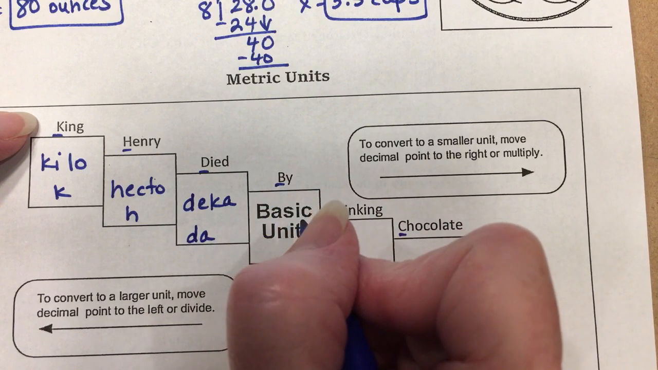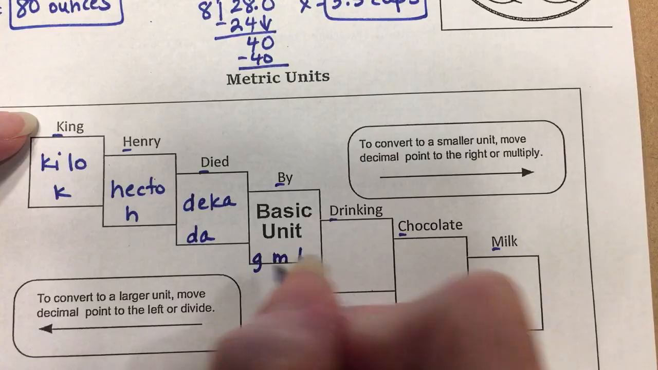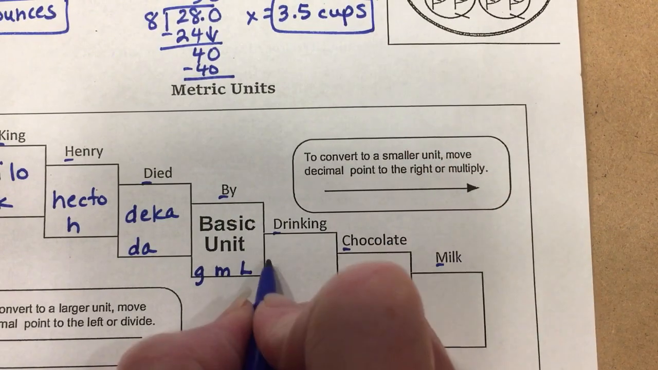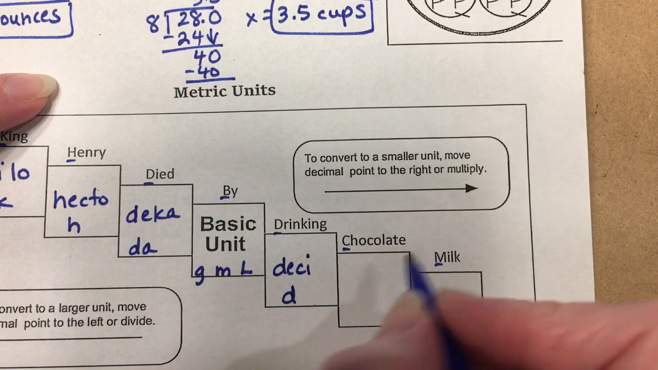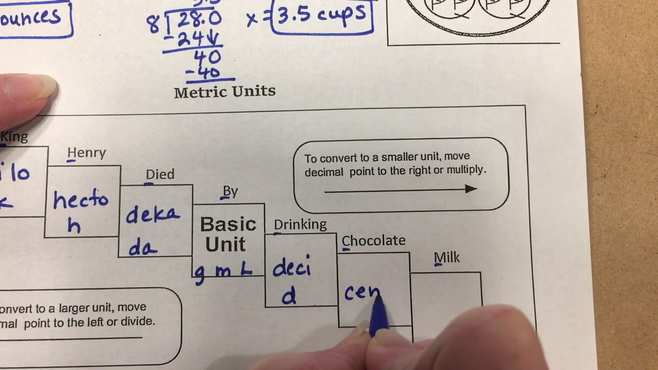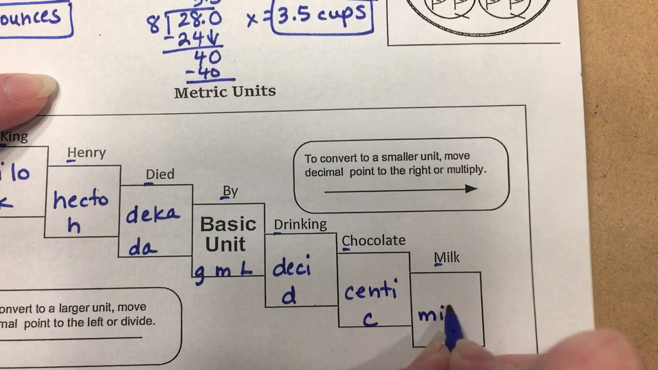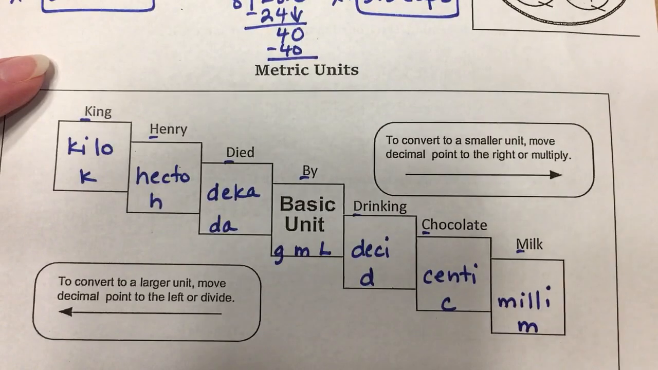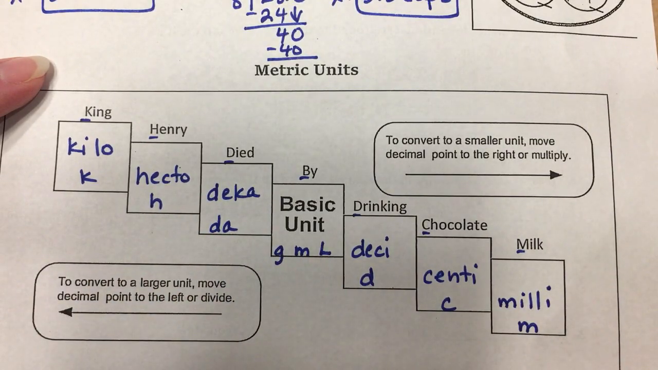By is the basic unit, and so in the metric system you've got grams, meters, and liters. So these are the same type of length, weight, and capacity you had in the customary system. Drinking stands for deci, and that's just abbreviated with a D. Chocolate is centi, which uses a C, and milk is milli, which uses the M.